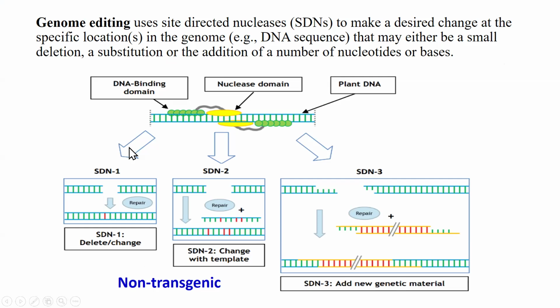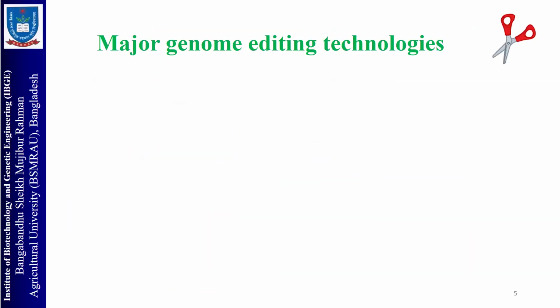In Bangladesh, our government also approved a standard operating procedure where SDN1 and SDN2 approaches you can use for developing improved crop varieties. And if you can prove that there is no transgene in the edited line, you can go to the field directly. We have a committee for approval of this type of gene edited product.